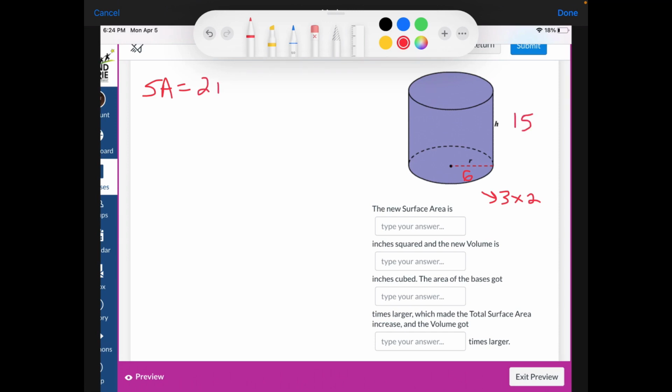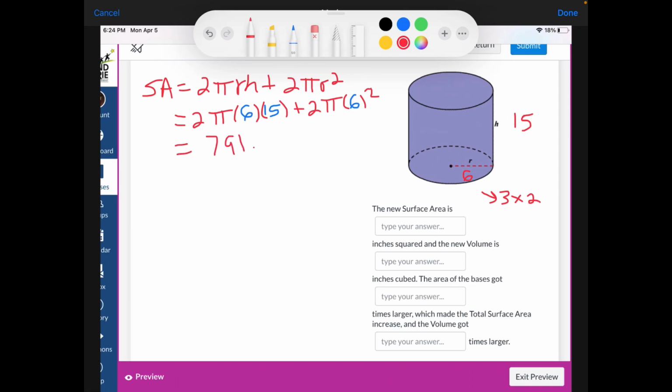Remember the formula is 2 pi r h plus 2 pi r squared. We're going to do the same thing we just did. I always use parentheses before I plug it in. We know that your radius now is 6, your height is still 15. You plug that into a calculator and you should get 791.7. All right, that's inches squared.